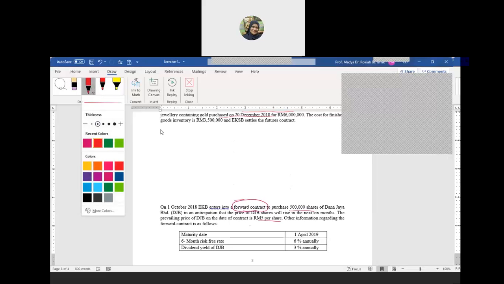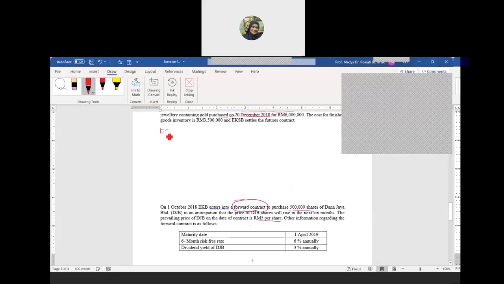We start with the forward price. Remember that the formula for the forward price is the spot price on that date. The forward price that we have here starts from 1st of October, times (1 plus r minus y) to the power of T. On 1st of October, the spot price that you have here is RM5.